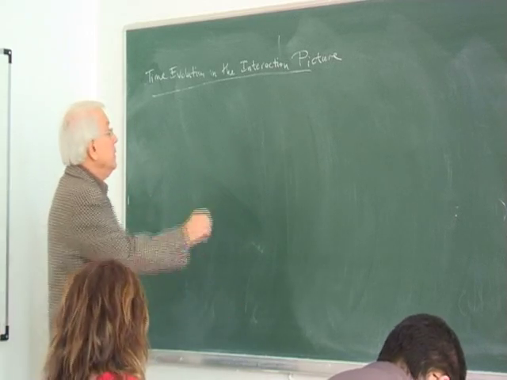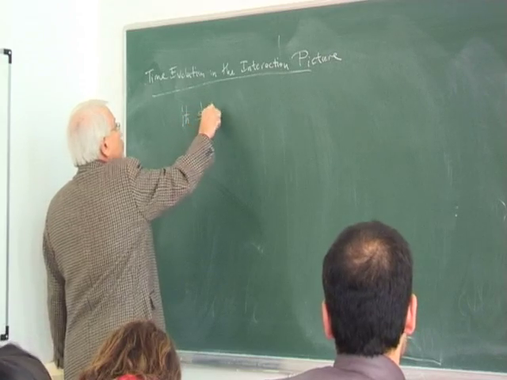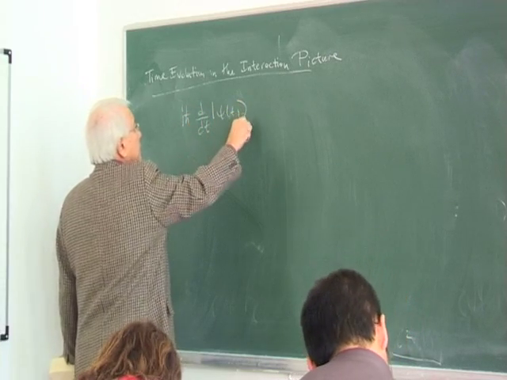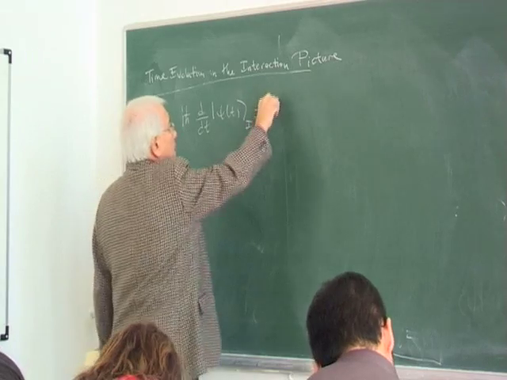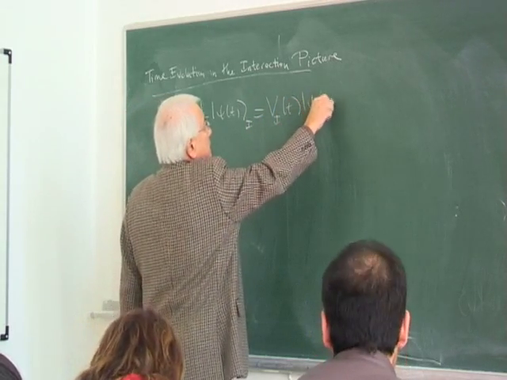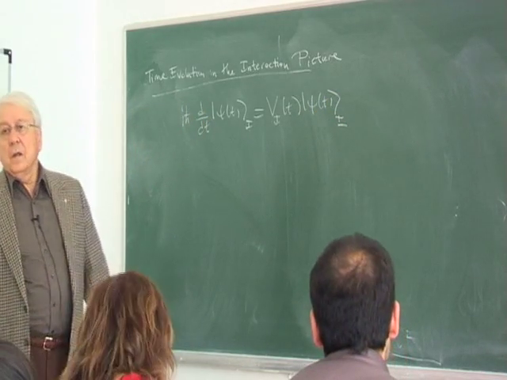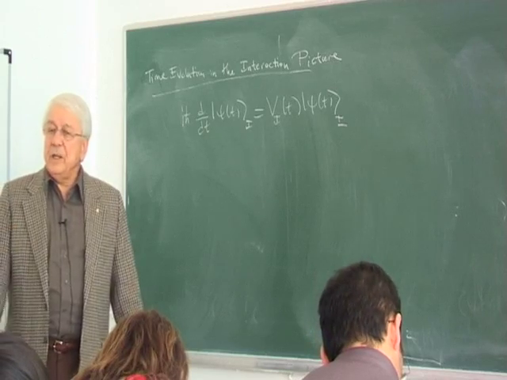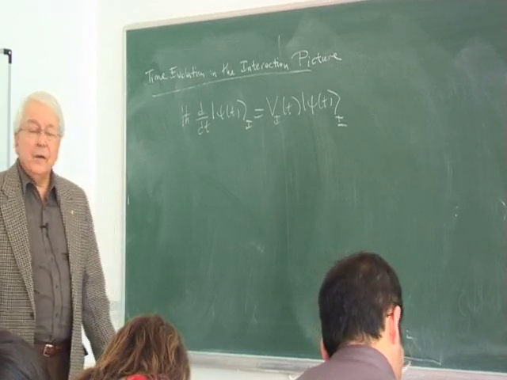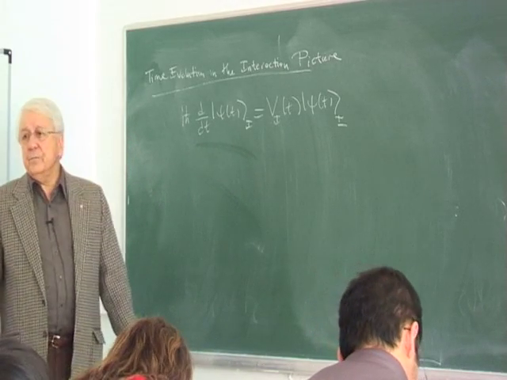Let's remember the equation of evolution as our starting point. i h bar d/dt |psi_I(t)> equals V_I(t) |psi_I(t)>. Okay, let's formulate the problem in a similar manner. This is a first degree equation.